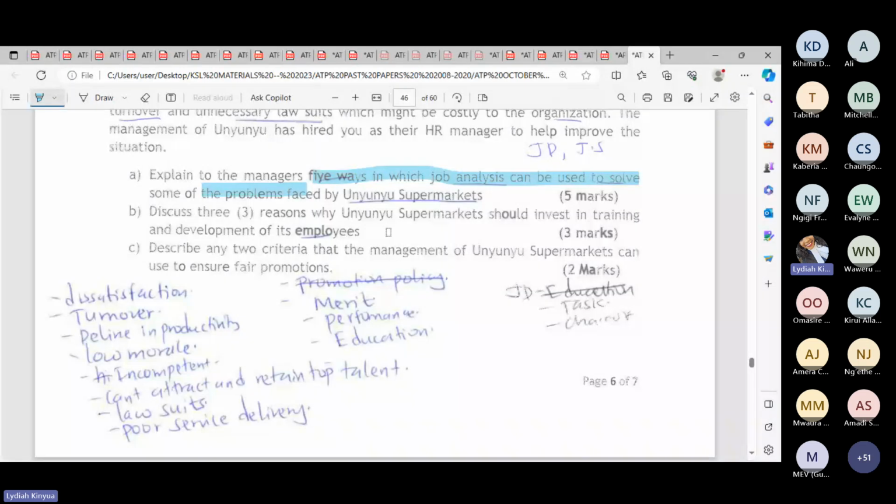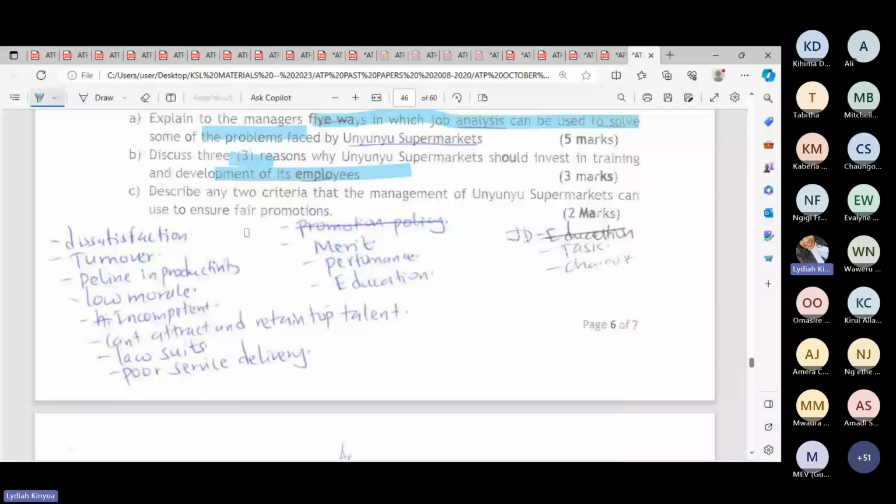Discuss 3 reasons why you train employees. And describe 2 criteria you can use for fair promotion. Remember, we said merit, we said longevity, like how long someone has been there. Such things. Maybe you look at the career trajectory and then you determine whether to promote them.